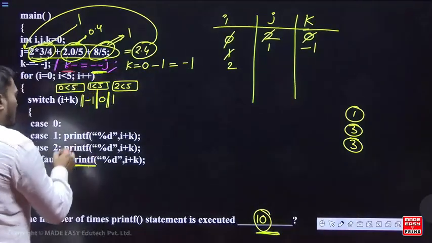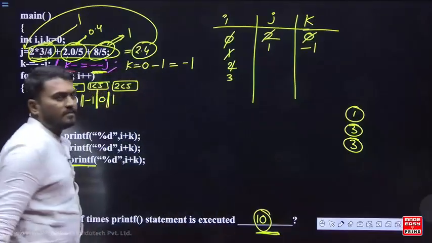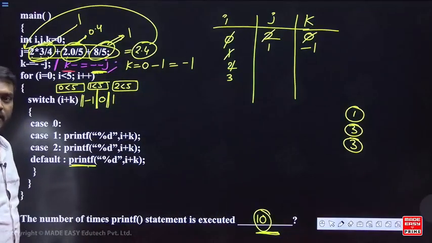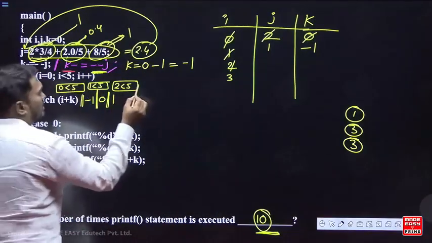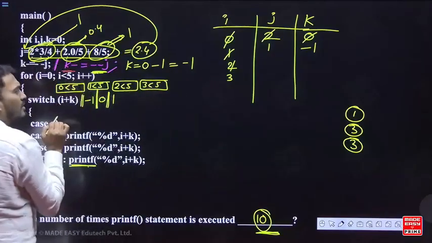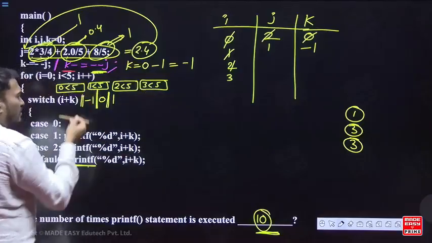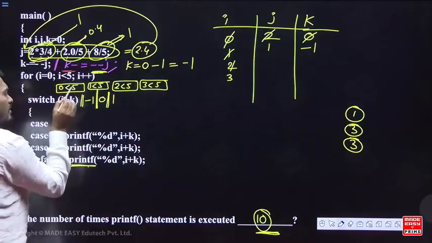Right? Next again you say i++. So what does the i value become? It becomes 3. And again you do the comparison. 3 less than 5, true or false? True. In the for loop, i less than 5, the i value is 3, so 3 less than 5 is true. Since it is true, you go inside.